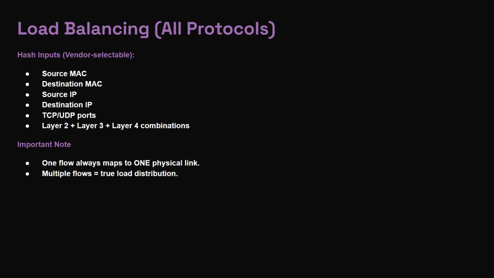That 1 gig, you're going to send certain traffic across the A side of the port channel and the B side of the port channel. So there are some hash inputs. Essentially, how are you going to be load balancing? Is it based on source MAC address? Is it going to be on destination MAC address, source IP, destination IP, TCP and UDP ports, and layer 2 and layer 3, or even 4 combinations? An important note is one flow always maps to one physical link. So multiple flows equals true load balance distribution.